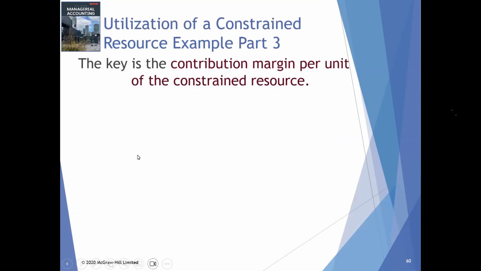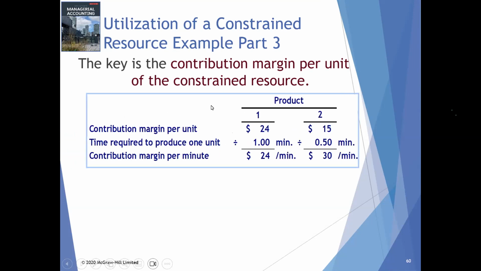So for the utilization of the constrained resources, the key is the contribution margin per unit of the constrained resources. So what is the contribution margin per unit? In this case, it is the contribution margin per minute. Now we are going to calculate per minute. Per unit we have 24 and 15 here, and here 24.